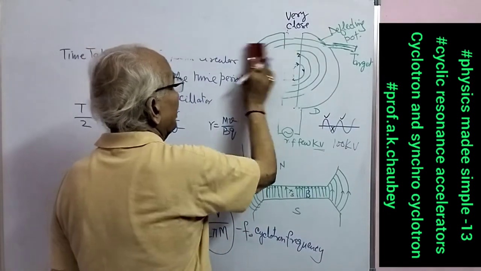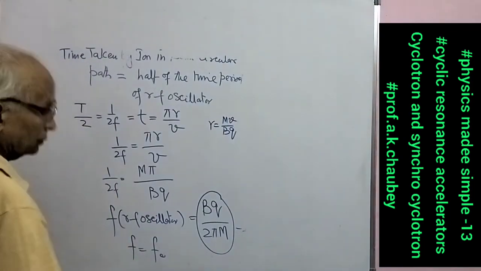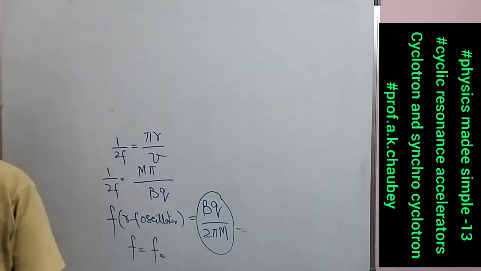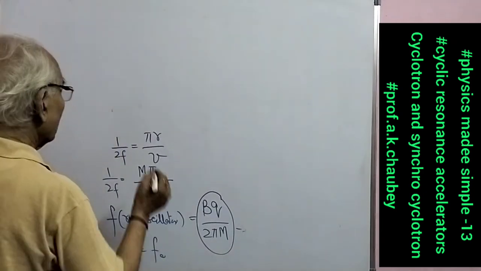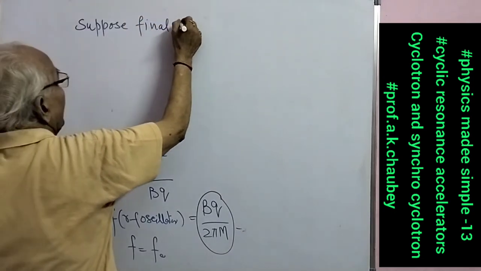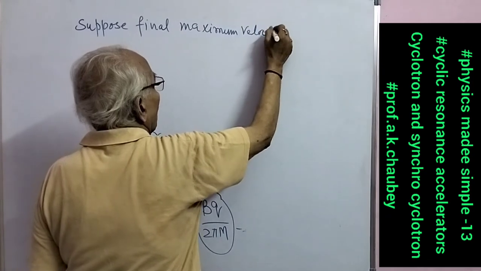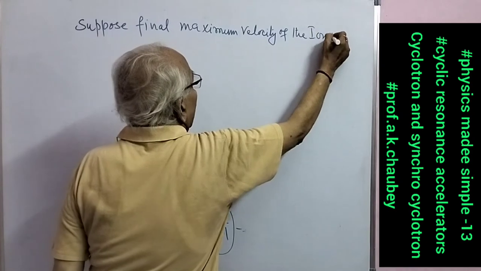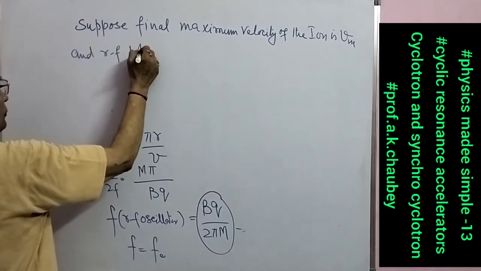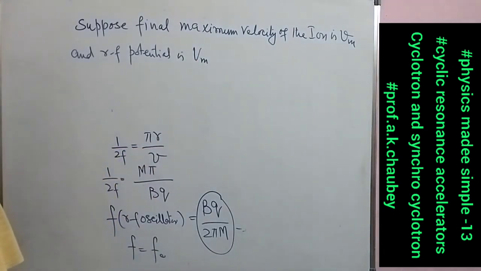I think I can now rub this diagram also. So now what we get? See, suppose the final maximum velocity of the ion is Vm, and the RF potential is capital V, how much?